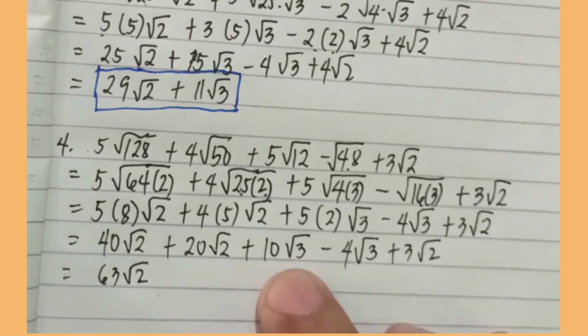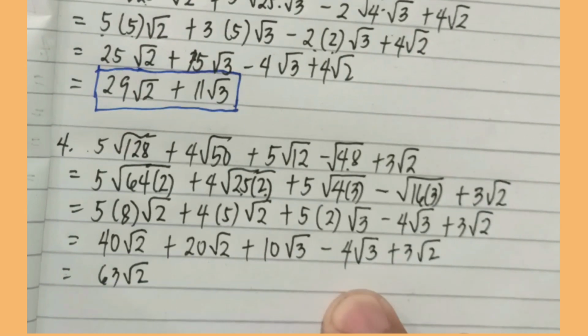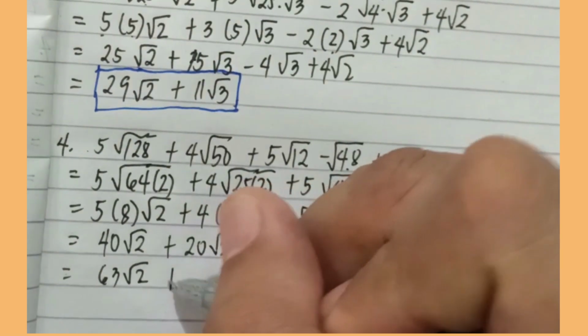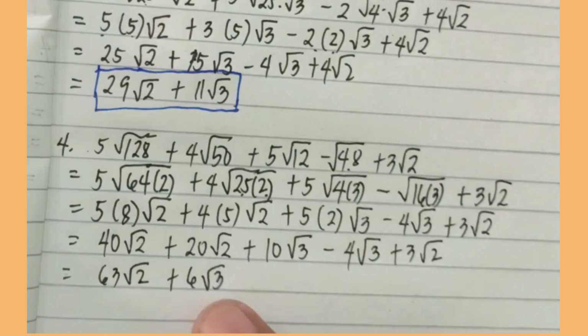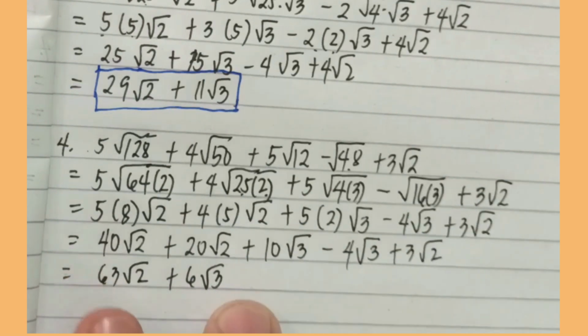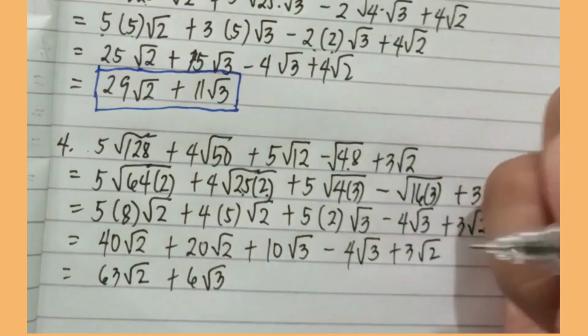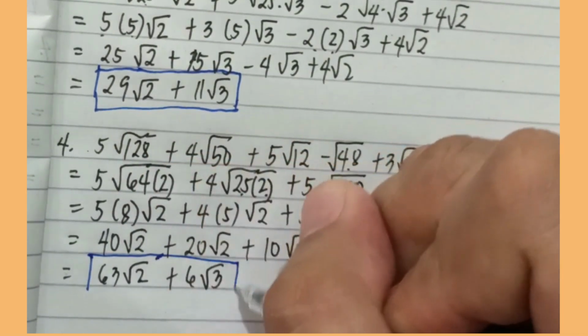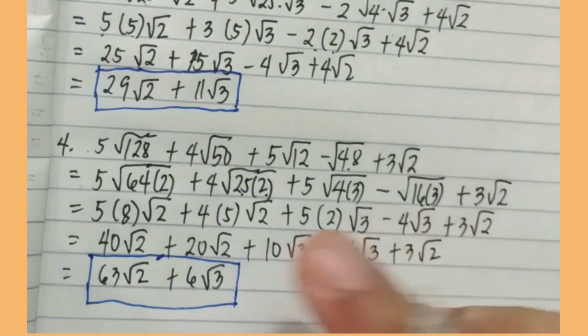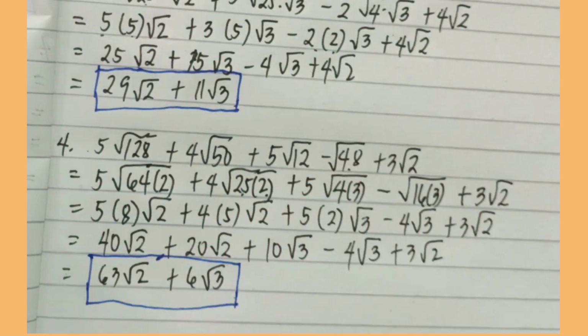Then we have here 10 square root of 3 added by 4 square root of 3. So we have 6 square root of 3, because 10 minus 4 is 6. Then copy the square root of 3. Since we cannot add the two here, we could now claim that this is the answer of the given expression. So the answer now would be 63 square root of 2 plus 6 square root of 3.